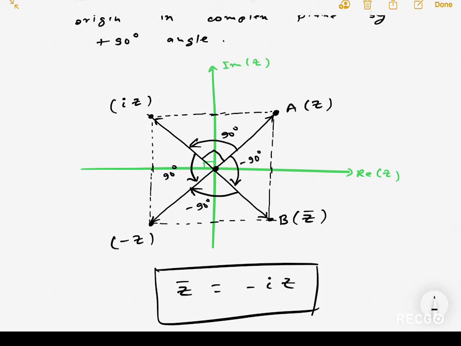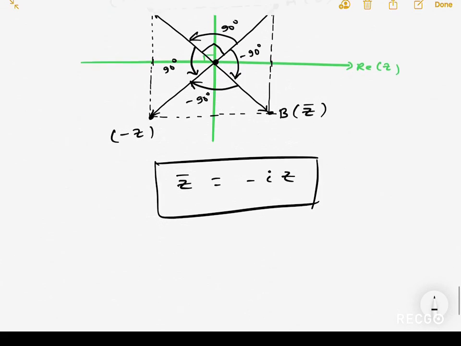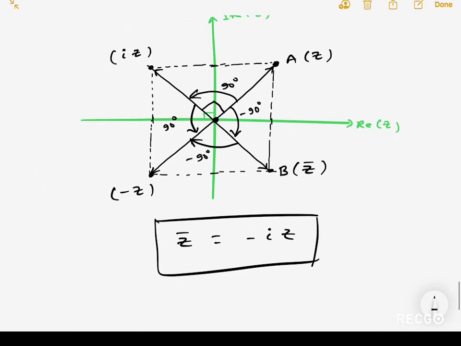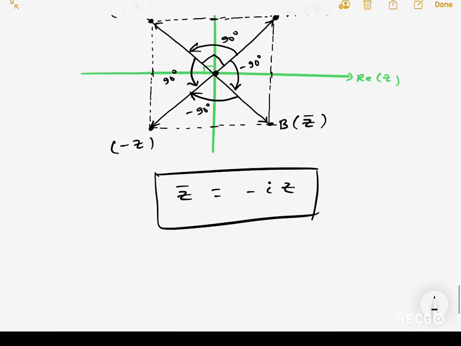Very simple. From here all of them are equally distant from the origin, so therefore mod z equal to mod z bar equal to mod iota z equal to mod of minus iota z, and these all moduli are same because all of them are equidistant from the origin.